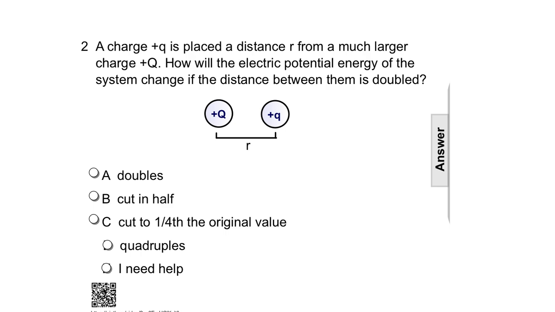Okay, here we have two like charges. How would the electric potential energy of the system change if the distance between them is doubled? Well, it doesn't matter what kind of charges, the same thing will happen, whether they're like charges or unlike charges. So, if you're going to double the R, this will go to 1/2, not 1/4.